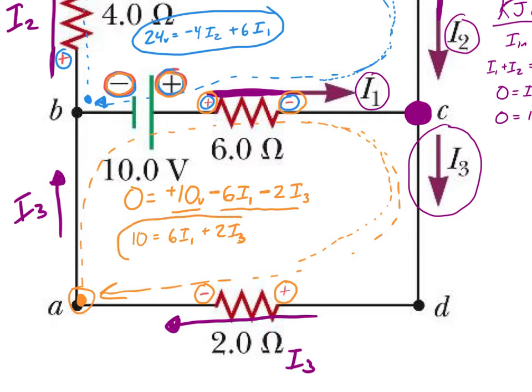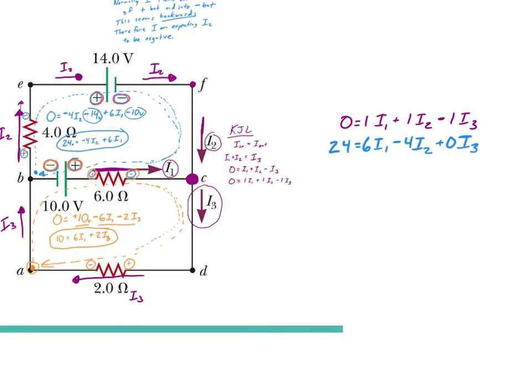I'm going to take that and put it with my other two equations. 10 is equal to 6I1. There's no I2 term, and positive 2I3. That's the equations we have.